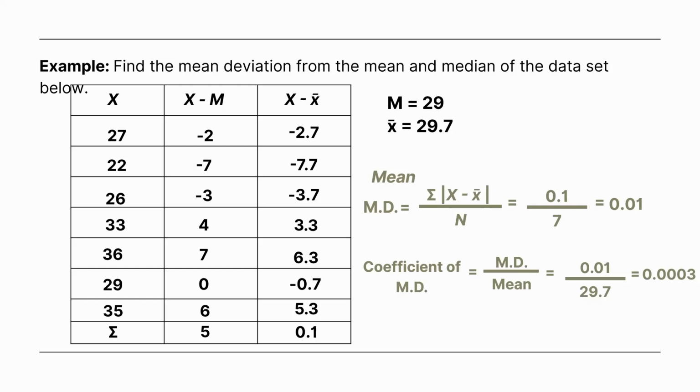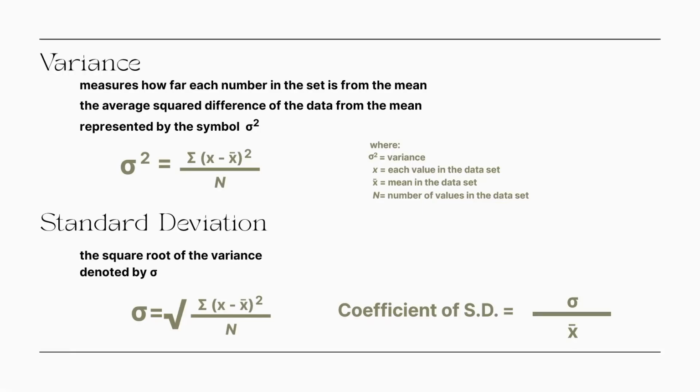On the other hand, the variance is defined as the average squared difference of the scores from the mean. The mathematical definition of the variance is the sum of the squared deviations or the distances of each score from the mean divided by the number of scores in the dataset, and it is represented by sigma squared.